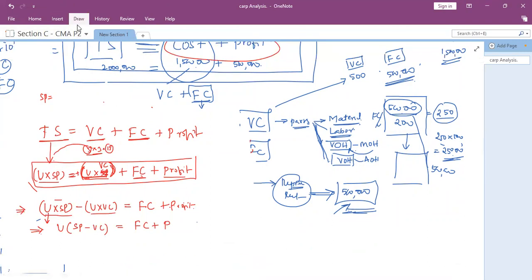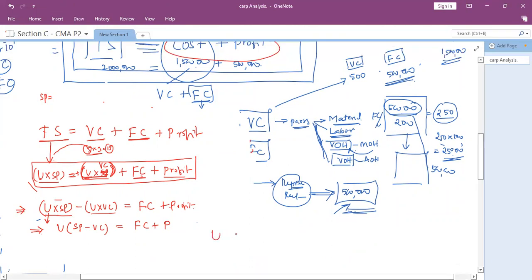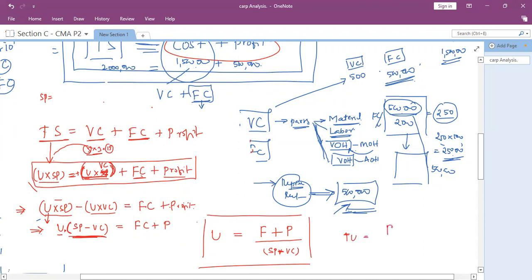Now what I am doing, units is equal to fixed cost plus profit, divided by this u into this total bracket portion. This is u into, so it is multiplication. If I send this side, which form will it take? Division form. Selling price minus variable cost. So this is the actual total units sold with profit: fixed cost plus profit by selling price minus variable cost. This is the thing. We'll come back to this point again later.